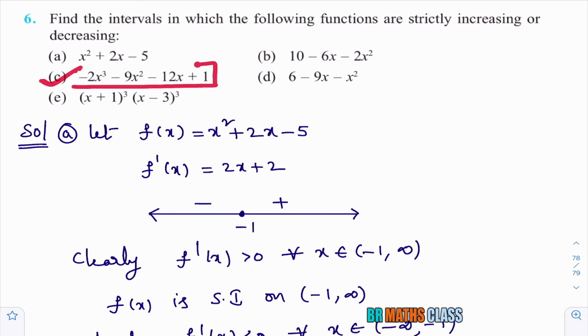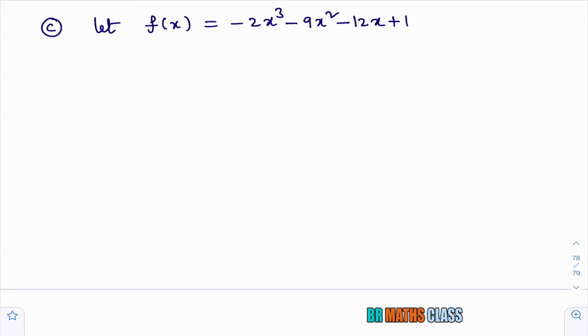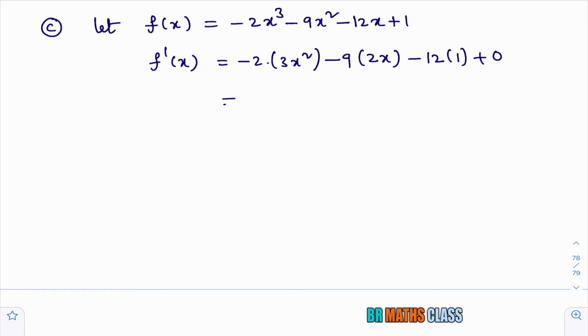First, I'll take the given function as f of x. I need to identify for what values of x this function is strictly increasing, for what values of x this function is strictly decreasing. So, first I'll differentiate the given function, f dash of x. Minus 2 into derivative of x cube is 3x square. Minus 9 into derivative of x square is 2x. Minus 12 into derivative of x is 1, plus derivative of 1 is 0. That equal to minus 6x square minus 18x minus 12.